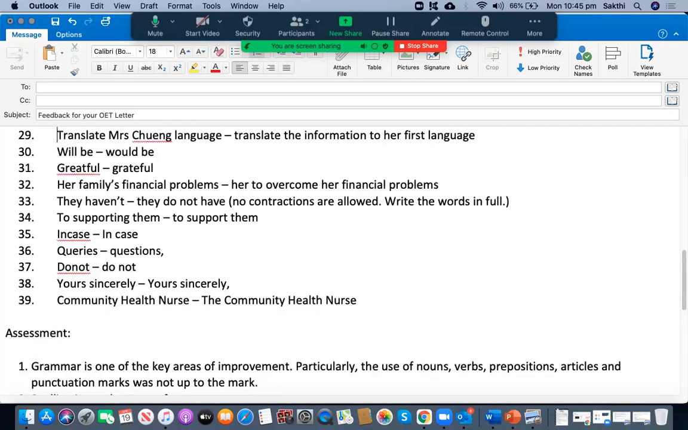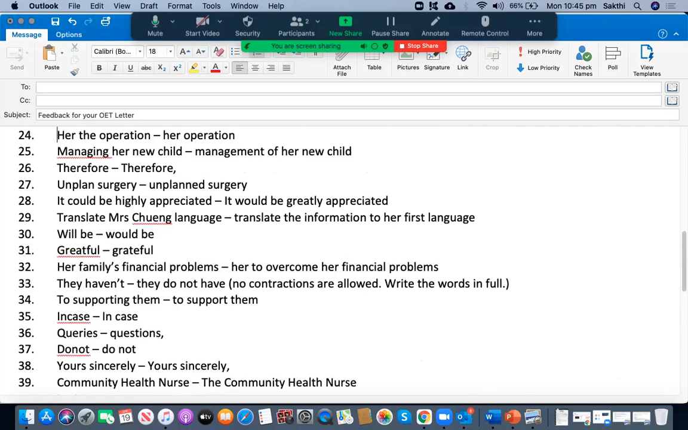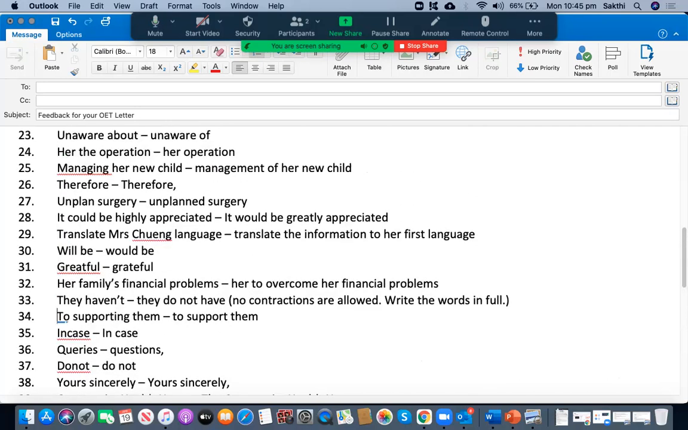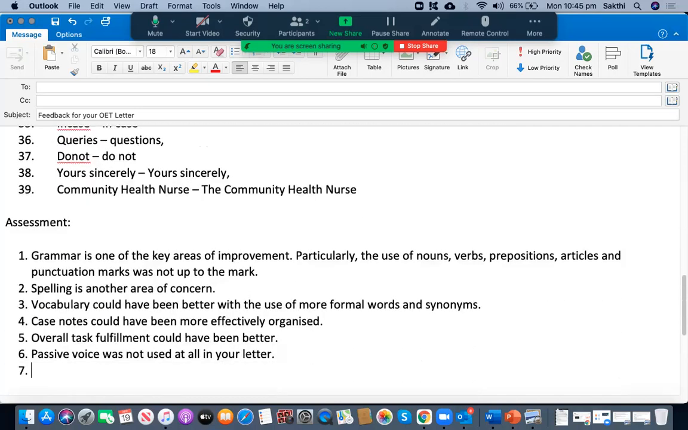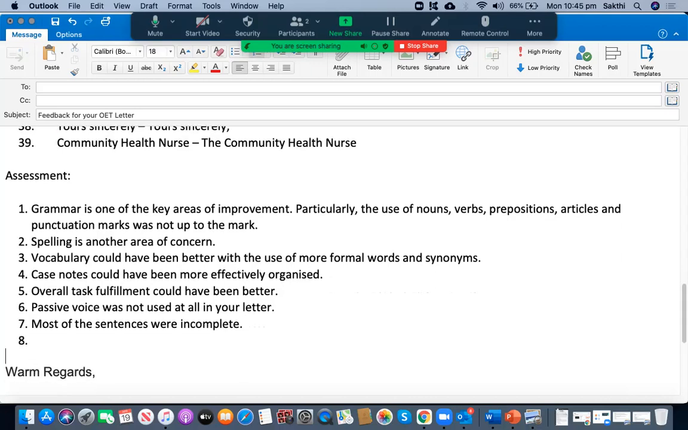All right. And then most of the sentences were incomplete, okay? The way you select the sentences wasn't good. And most of the sentences were incomplete, unfortunately. So, I mean, they have got inappropriate use of grammar, all right? Which includes the inappropriate use of articles, prepositions, and so on, okay?